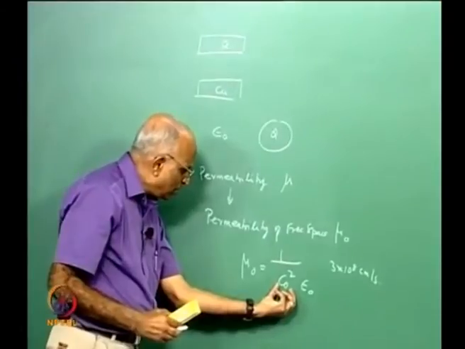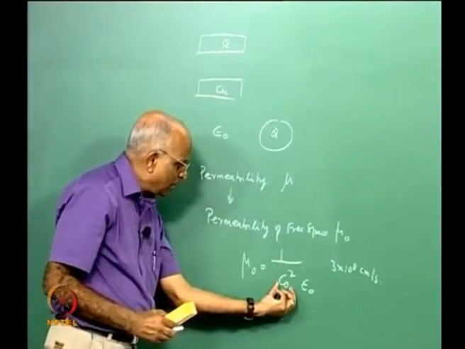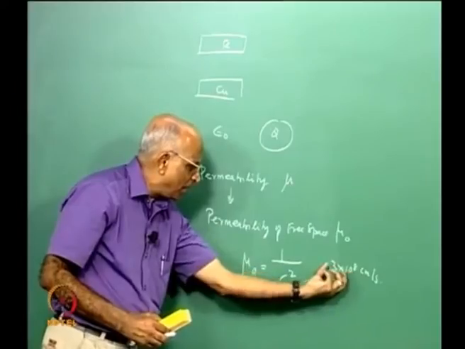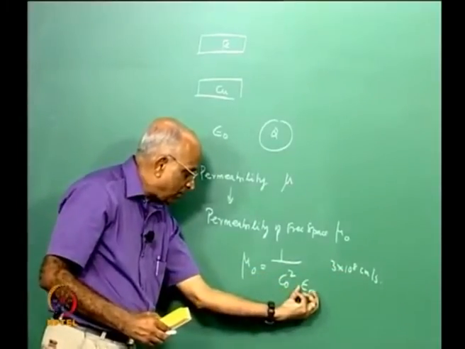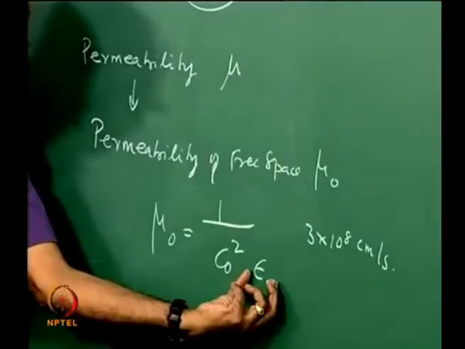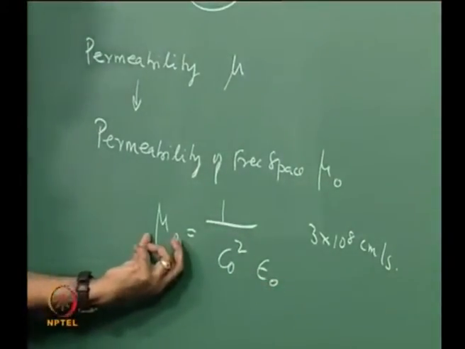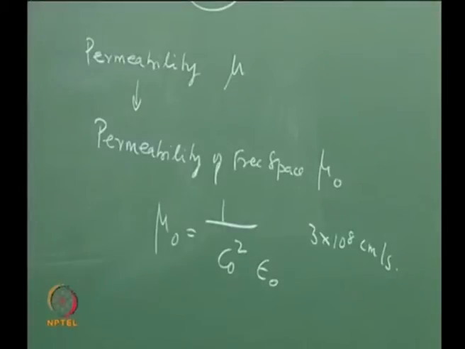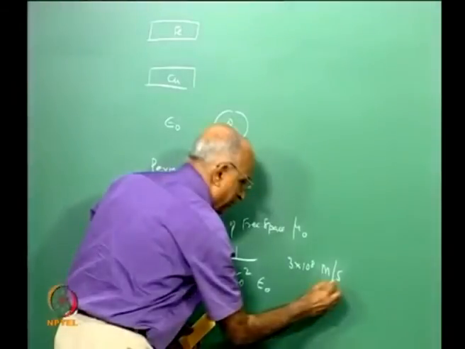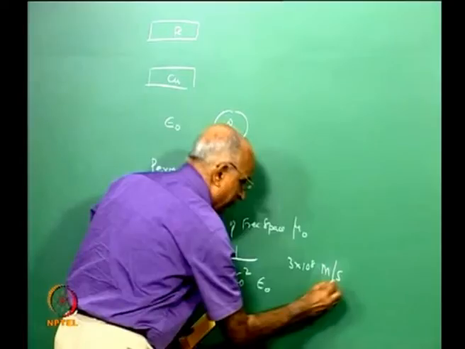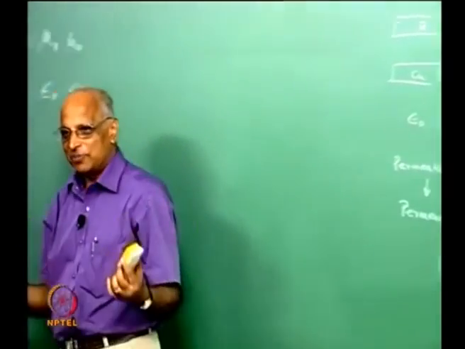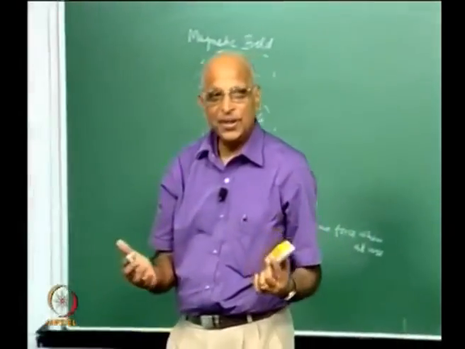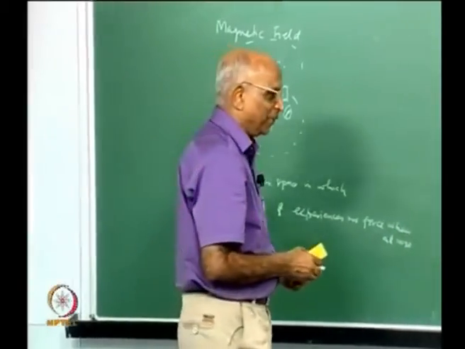We know c is equal to c naught, that is in vacuum the speed of light is 3 into 10 to the power 8 meters per second. We already calculated this as 1 over 4 pi into 9 into 10 to the power 9. I can get the value of permeability of. You are correct, I should have written it as meters per second. The velocity of light in vacuum is 3 into 10 to the power 8 meters per second, 3 into 10 to the power 5 kilometers per second, or 3 into 10 to the power 10 centimeters per second. You are right.